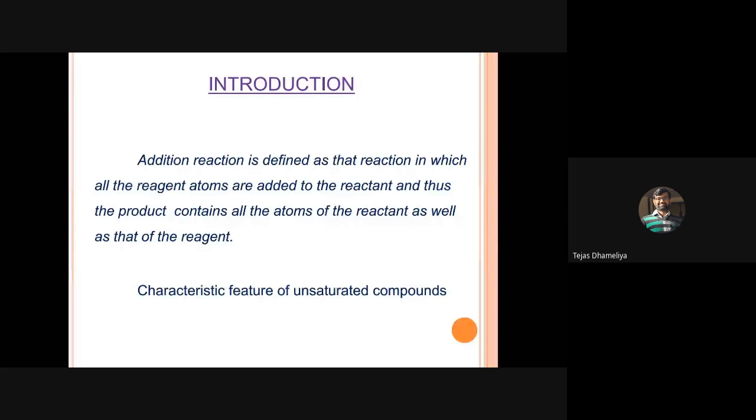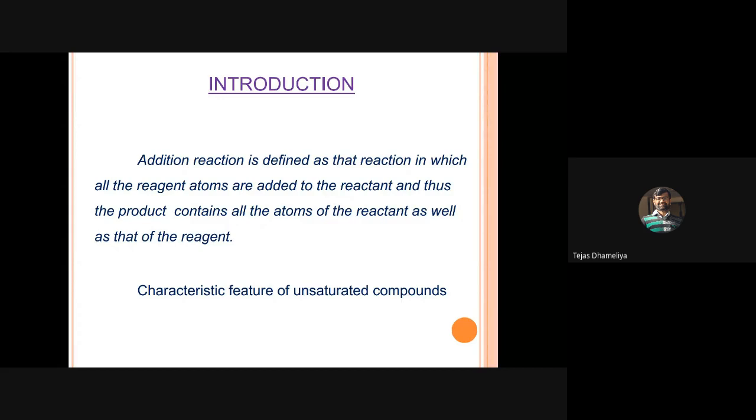So we know that carbon is doubly bonded with other carbon, and whether it is a symmetrical carbon or asymmetrical carbon, it can take part in addition reaction. Addition reaction is defined as a reaction where all the reagents are added into the reactant and the product contains all the atoms which are present in the reagents and the reactants. So this is called an addition reaction.